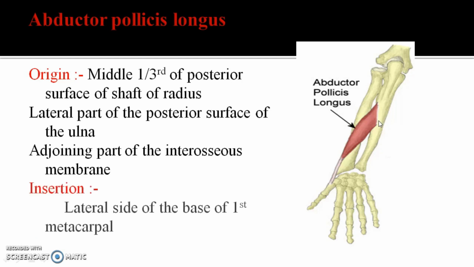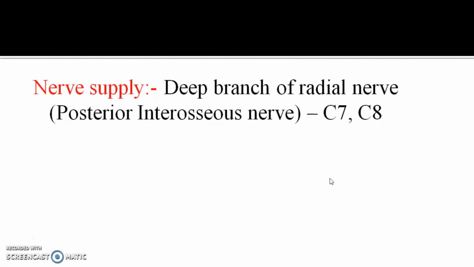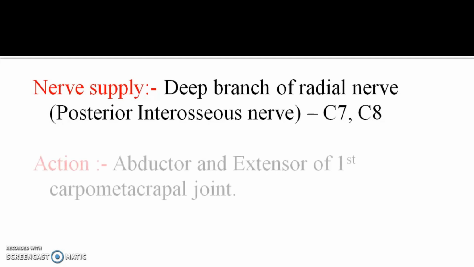Talking about insertion, it is getting inserted in the lateral side of the base of first metacarpal. You know, it is a pollicis muscle, so it has to get inserted in the pollicis metacarpal. So first metacarpal bone base is giving insertion for this particular muscle. Now talking about nerve supply, the nerve supply of this muscle is again deep branch of radial nerve, otherwise known as posterior interosseous nerve, carrying C7 and C8 fibers.